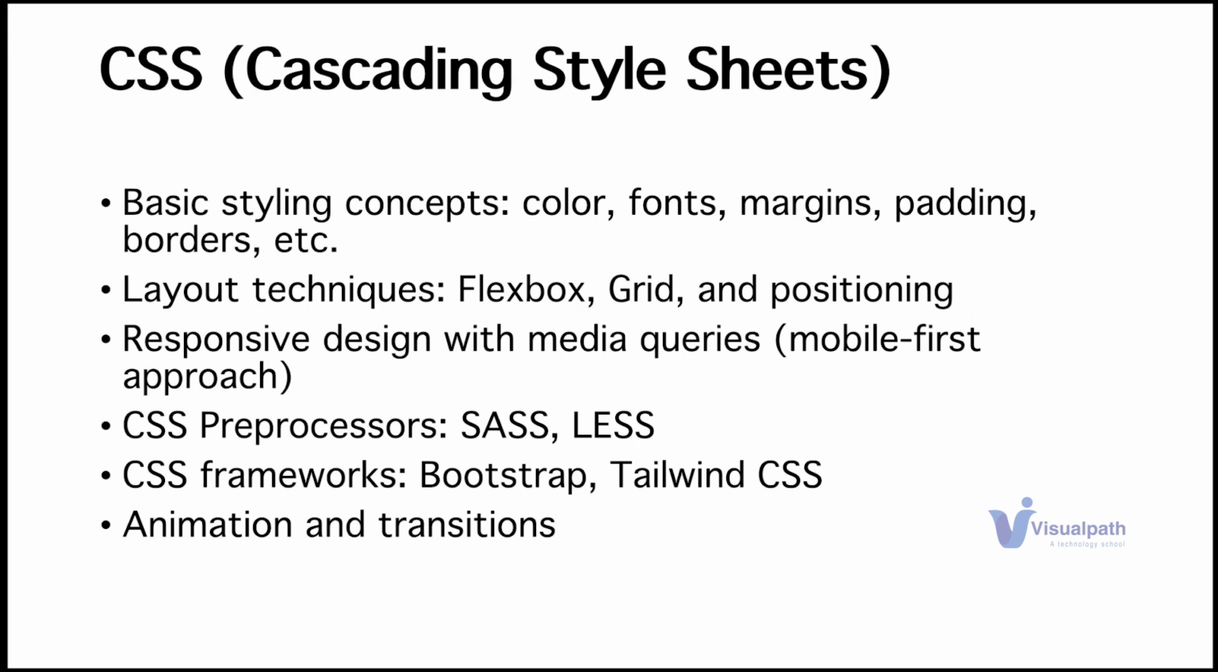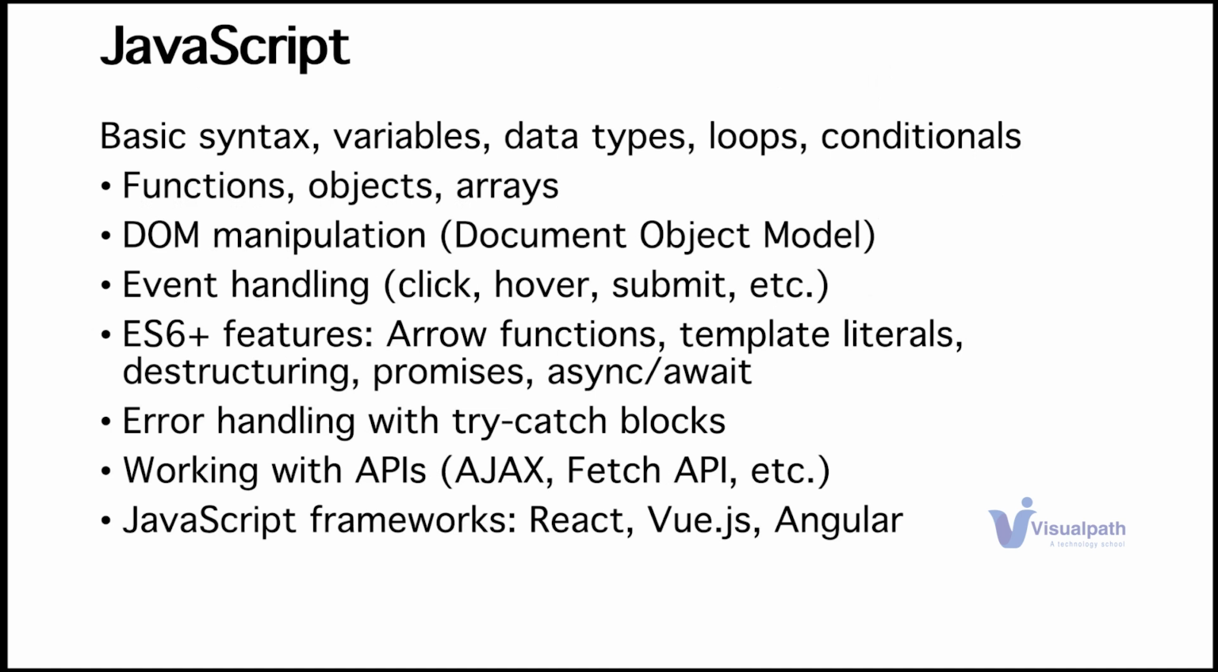Then you have JavaScript. JavaScript basically has variables, data types, loops and conditions, functions, objects, arrays, DOM manipulation, and event handling. You have ES6 features like arrow functions, promises, async and await, error handling with try and catch, and working with APIs. For all these things to work, we use a JavaScript library called React. Mostly we use React for handling user interactions and making your website more interactive.